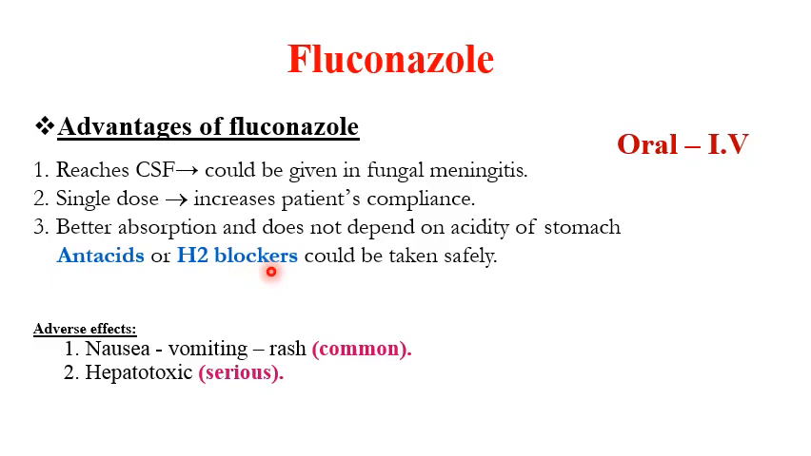like antacids and H2 blockers. Okay, we will discuss now the itraconazole. The itraconazole depends on acidity for absorption, so it cannot be taken with drugs that decrease acidity of the stomach, like antacids and H2 blockers. Most important point in fluconazole: as it is a single dose, only one capsule. Okay, single dose, so it will increase the patient compliance. Adverse effects are like any azole, but less than ketoconazole: nausea, vomiting, rash, and hepatotoxicity.